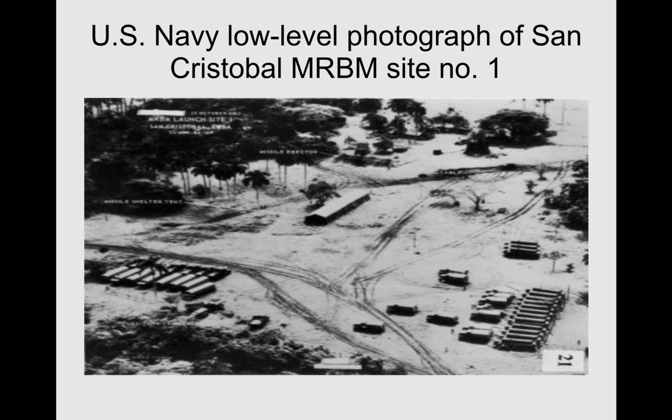This is then our low-level photograph, and again, it is confirming all of this information. This is a launch site. You've got missile erectors, you've got shelter tents where they would house the missiles, you've got all this kind of assembly of equipment. So again, the evidence is pretty clear. There is no question in the minds of the United States government that ballistic missiles, nuclear ballistic missiles, are being placed in Cuba.